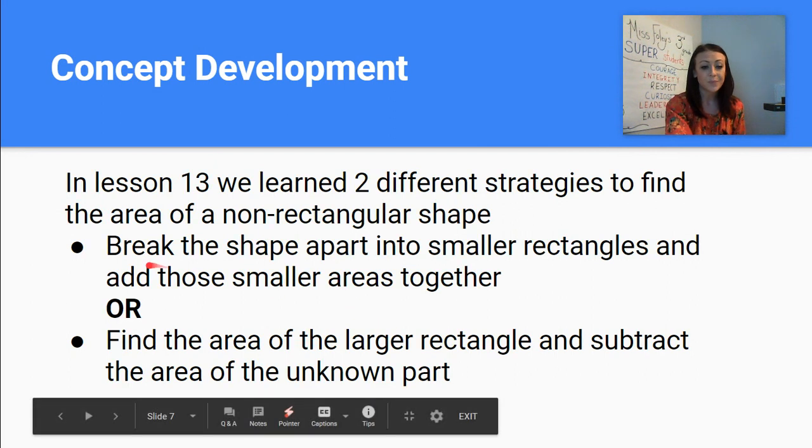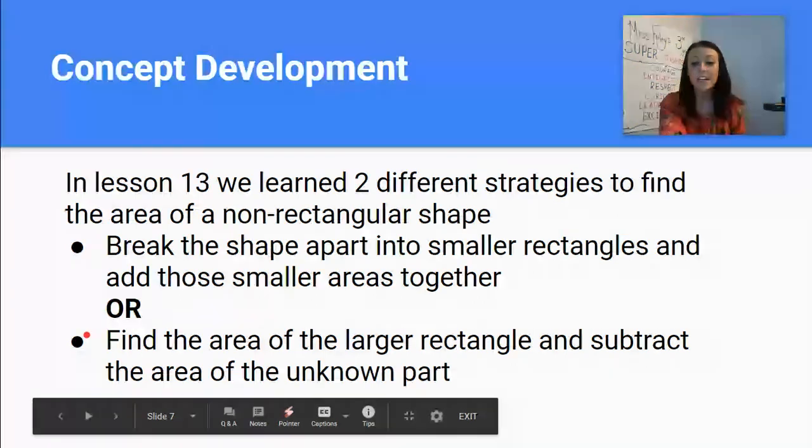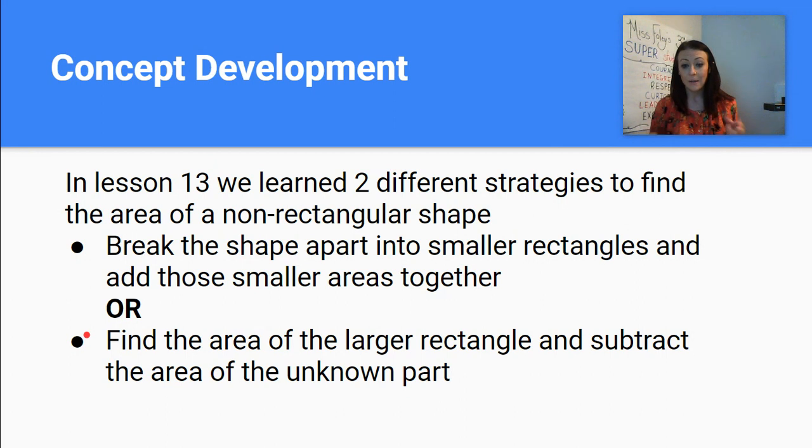The first way is to break the shape apart into 2 smaller rectangles and then add those areas together. That's what we did in part A of our application problem just now. We took and found 2 smaller rectangles within that shape, and we found the area of each of those and then added them together. Or the other way you could do it is like what we did in part B. You find the area of that larger rectangle, and then you subtract the area of that unknown part, that not shaded part. And then you'll be left with the area of the shaded shape. So those are the 2 ways, and we're going to be practicing those 2 ways today.